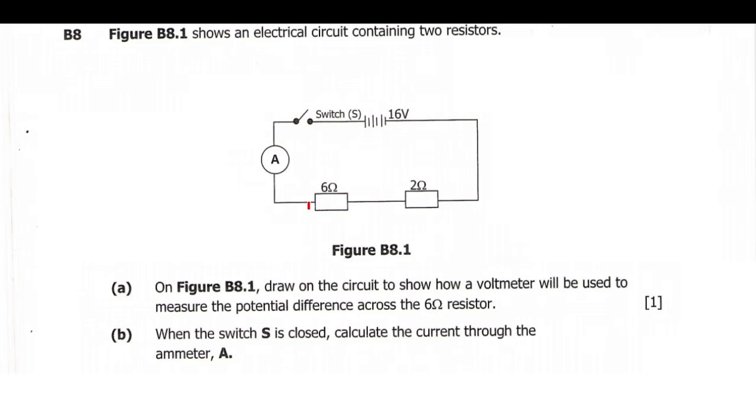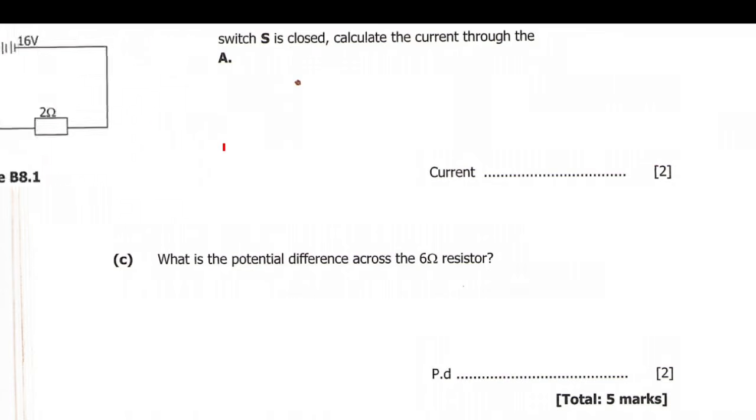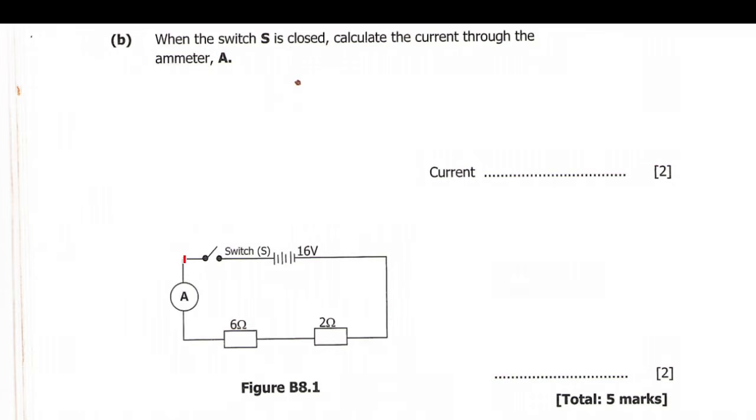So they want us to measure potential difference across here. A voltmeter is connected in parallel with a device whose voltage is to be determined. Potential difference here just means voltage. So it has to be connected here. And this is the symbol for a voltmeter, V in a circle like that. Next: when the switch is closed, calculate the current through the ammeter A. When the switch is closed, definitely current will start flowing in this circuit. Now they want us to calculate that current.